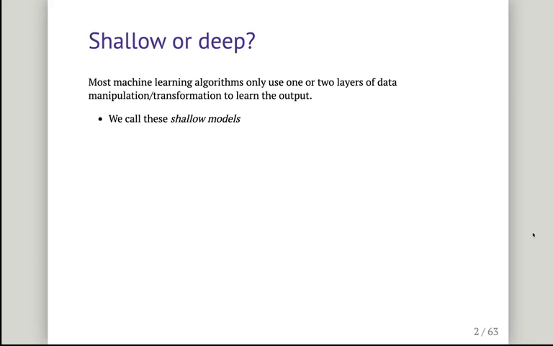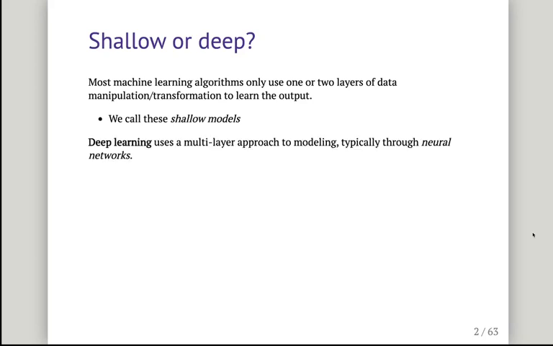So far, most of the models that we've talked about in this class are what we call shallow machine learning models. We're really only using one or two layers, or one or two steps of inputting data and manipulating it to learn the target variable. However, in deep learning, we take a multi-layer approach. We feed data into the model, do some manipulation of the data, then continue to work with that manipulated data, remanipulate it, and so on through multiple steps or layers. The most commonly used approach to deep learning in machine learning is neural networks.